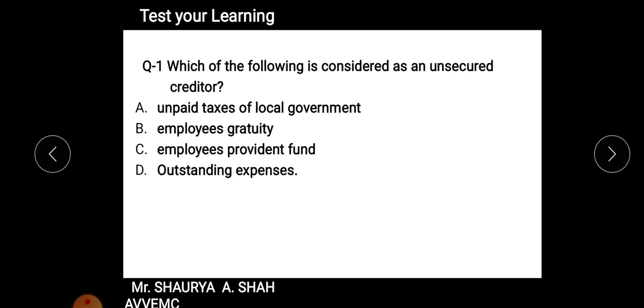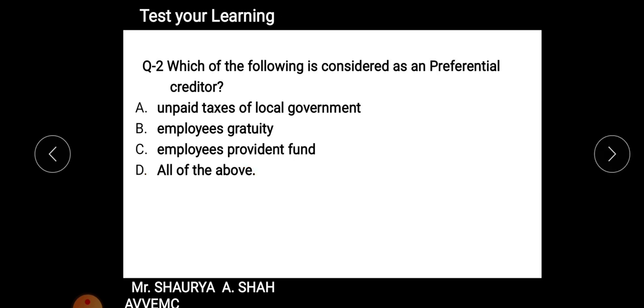What answer is correct? The correct answer is outstanding expenses, because all the other 4 categories we studied under preferential creditors. I hope it is clear. Outstanding expenses. If I add one more point, students, unpaid taxes of local government 3 years before, that will change the statement to unsecured creditors. Is it clear to each and every student?